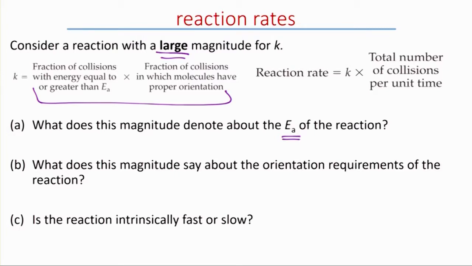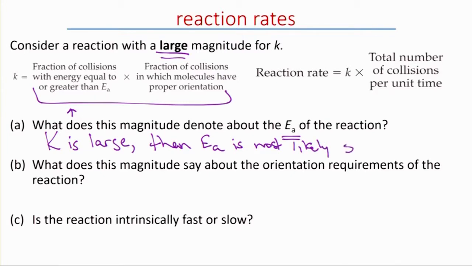All right, so what does the k value being very large say about your activation energy? The activation energy comes in here. And if k is large, that means the number of collisions with energy equal to or greater than the activation energy must be large. So that would usually indicate that the activation energy is likely small, not that big of a hump to get over. So if k is large, then the activation energy is most likely small.